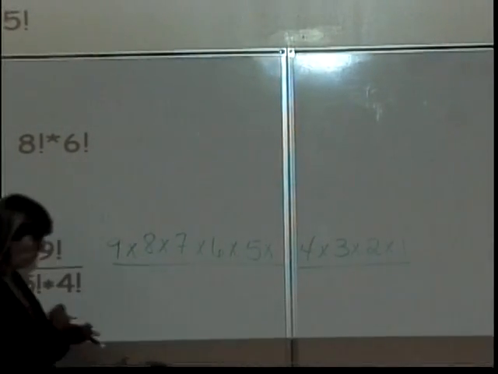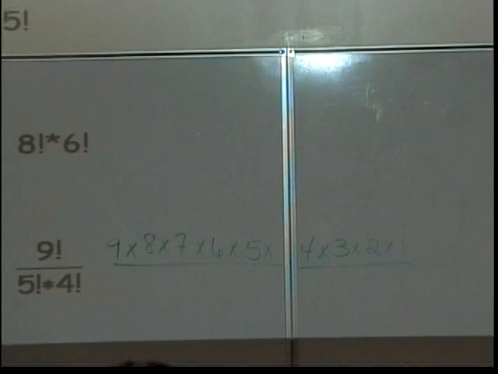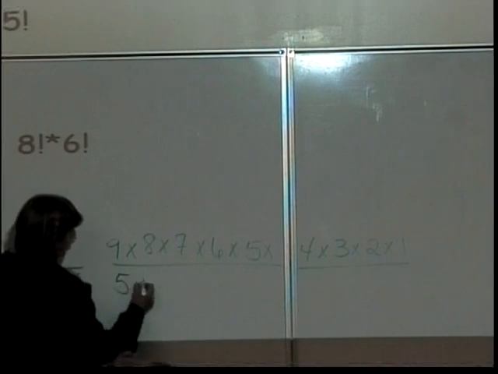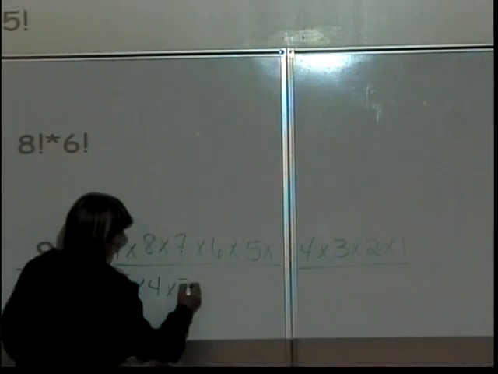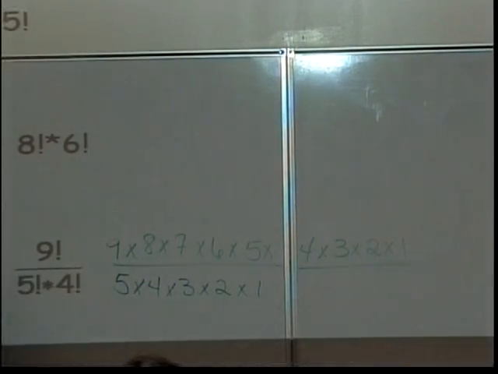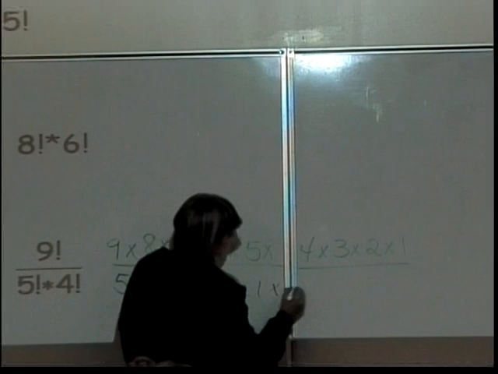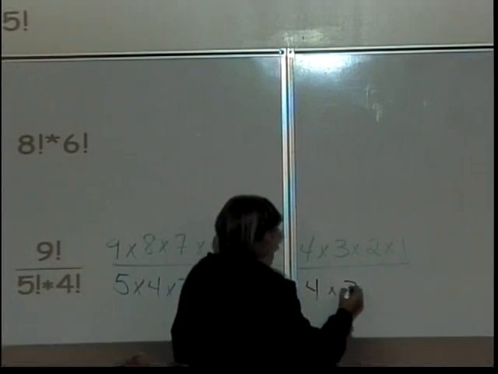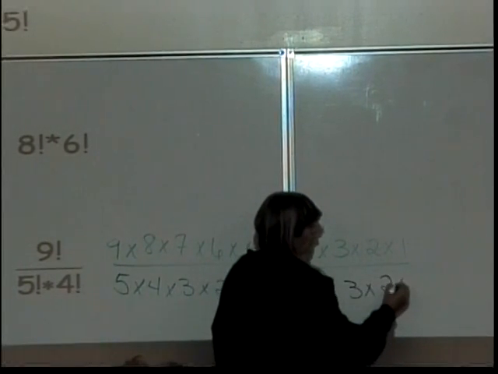In my denominator, what do I have? Well, I have 5 factorial, so that's going to be what? 5 times 4 times 3 times 2 times 1. And then I'm going to multiply that by 4 factorial, so times 4 times 3 times 2 times 1.